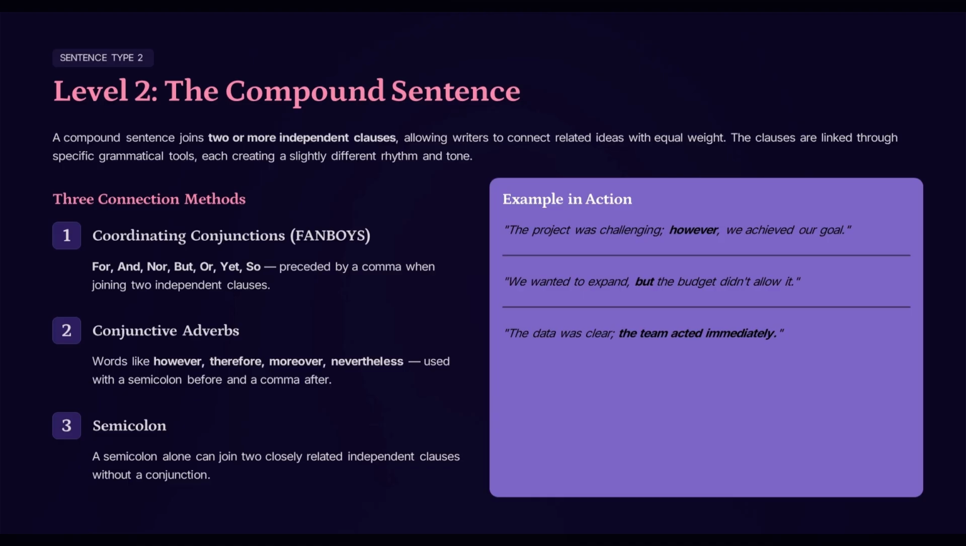Examples in action: the project was challenging; however, we achieved our goal. We wanted to expand, but the budget didn't allow it. The data was clear. The team acted immediately.